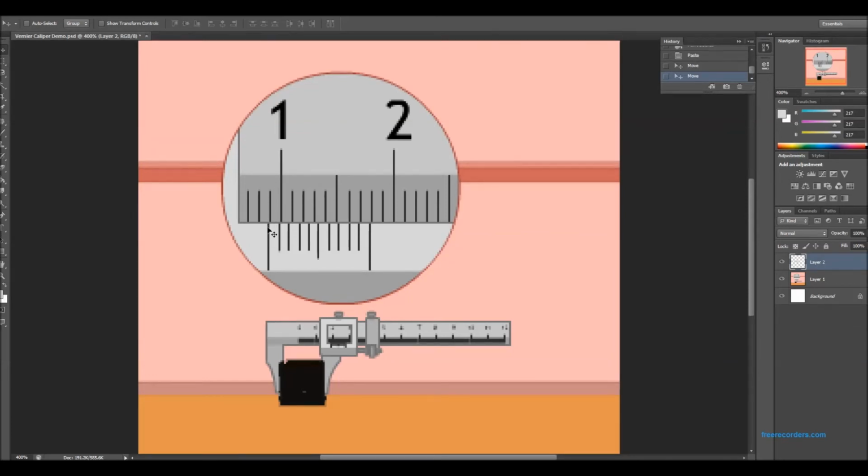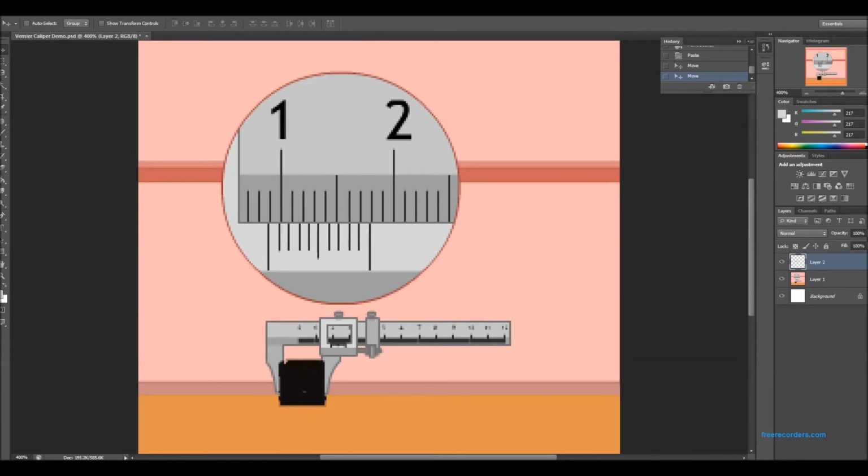0.8 something. 0.8 what? Well, now we need to look at our bottom scale and see which one of these lines lines up perfectly with the top. So I would say that this one lines up perfectly. So our measurement would be 0.8, not 8.1, 8.2, 8.3, 8.4, 8.5, 8.6, 8.7, 8.8. That is the line that lines up perfect. 8.8. Okay, so that is how you use the vernier caliper.